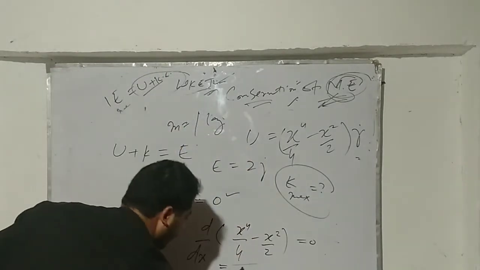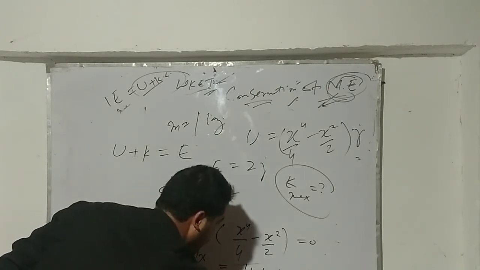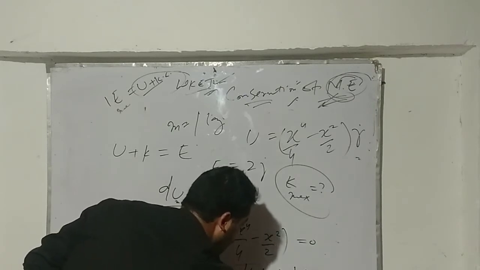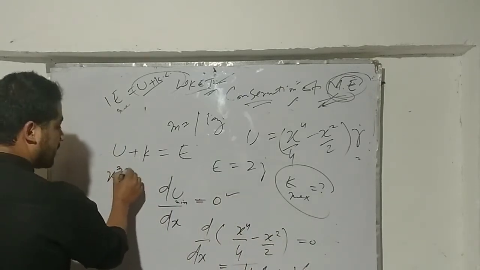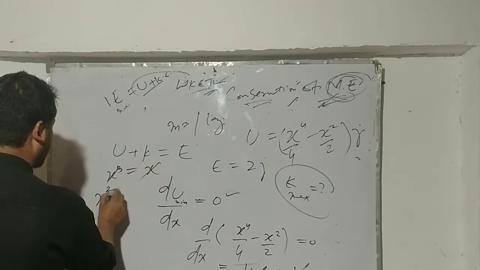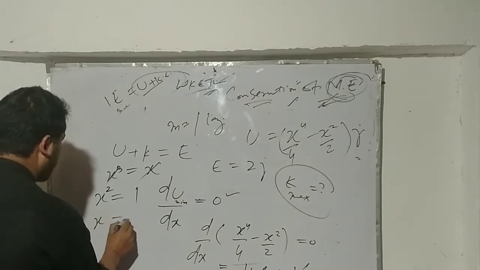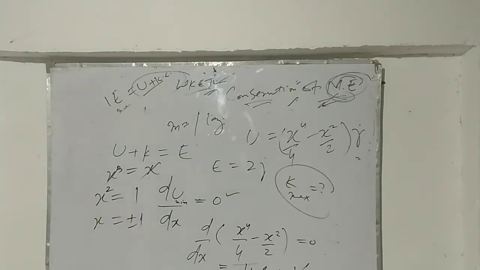So here if I differentiate it, I get 1 by 4 x cube minus 1 by 2 x is equal to 0. This will go with this and this will go with this. My x cube is basically equal to x, so x square will be 1, so my x will be plus minus 1. These are the values of x for which my potential energy will be minimum.